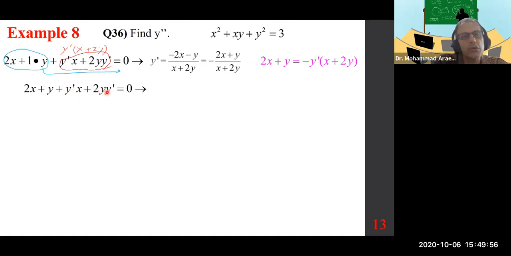Over here also put a raised dot between 2y and y prime. So you are using the product rule. What is the derivative of 2y? 2y prime times y prime. What is the derivative of y prime? y double prime times 2y, and the right side is a number, so it becomes 0.